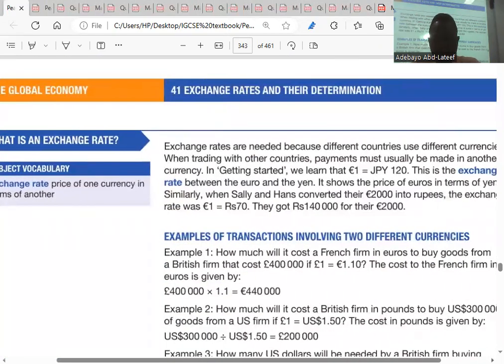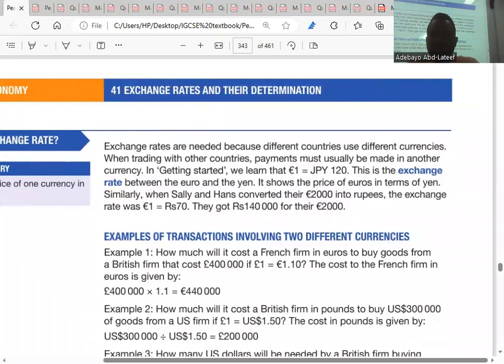So here they say, what is an exchange rate? Exchange rates are needed because different countries use different currencies. So we need exchange rates because each country has their own currency. So that means we don't have common currencies. So that means we have to exchange currency. That's why we have exchange rates.